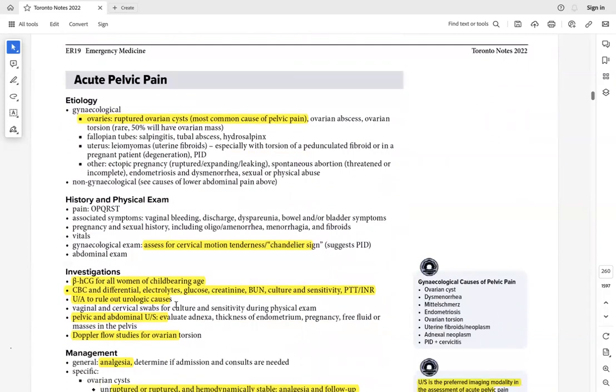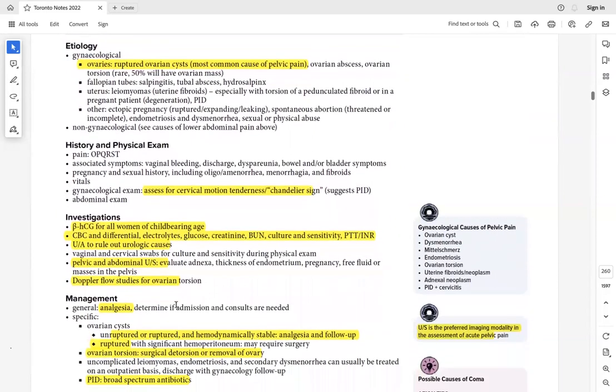For pelvic pain, if any female is presenting in the emergency department with any pelvic pain or abdominal pain, the first thing we have to do is beta HCG, to rule out pregnancy. Similarly, we do a pelvic or abdominal ultrasound for adnexa, thickness of the endometrium, pregnancy, free fluid, depending upon the scenario. If there's ovarian torsion, we have to do a Doppler ultrasound.